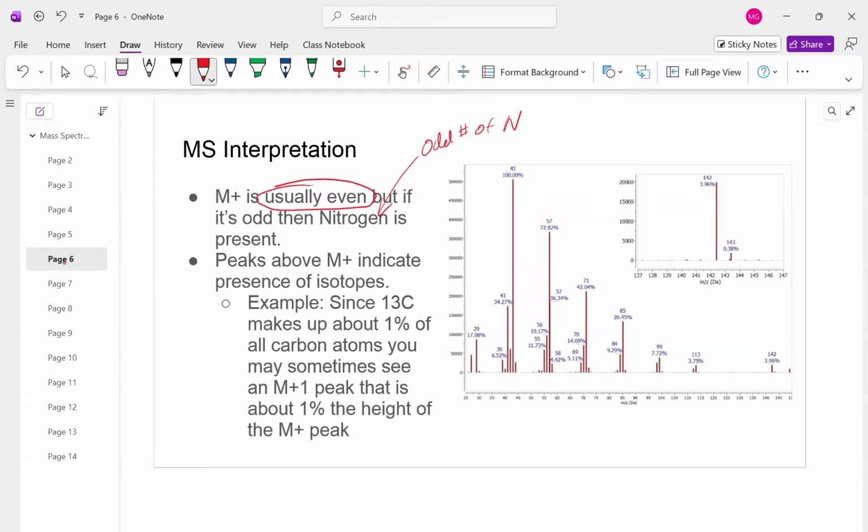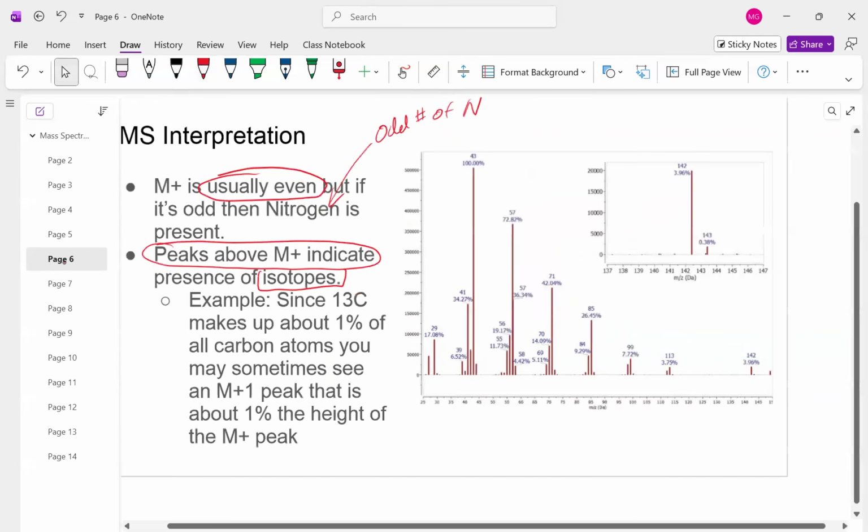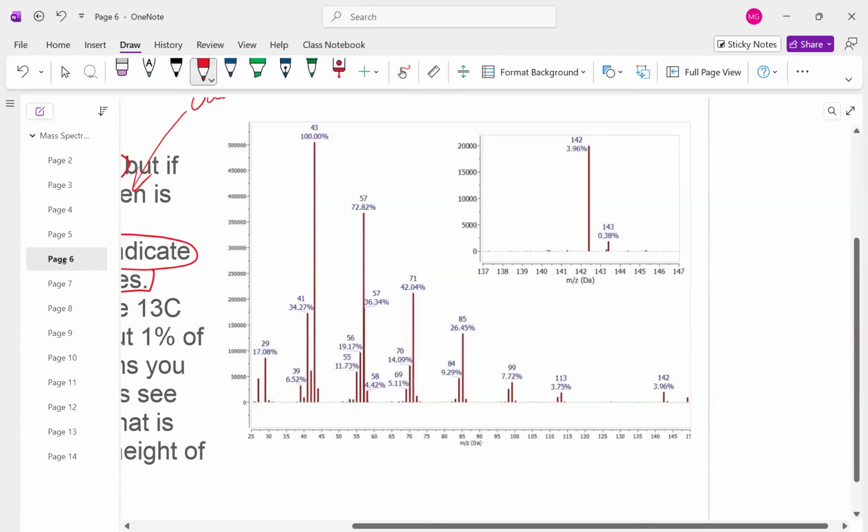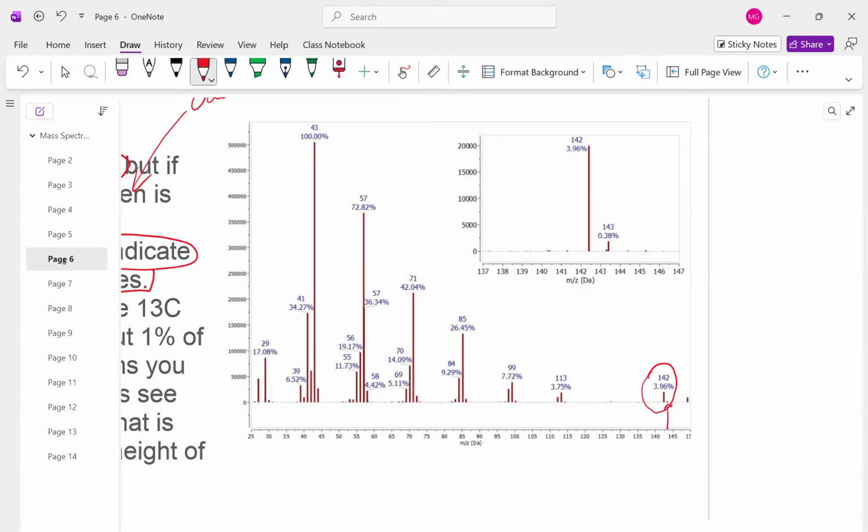Now, sometimes you will see a very small peak above the molecular ion. So peaks above the molecular ion indicate isotopes. For example, in this compound here, I want you to look at the molecular ion. Notice it's actually kind of small here, right there at 142. And you see this little blip right there. So that's this blown up here. This is our molecular ion. That's the molar mass of the compound.